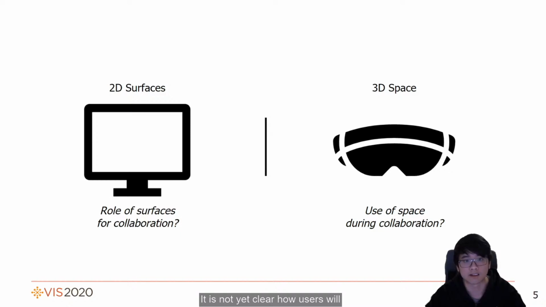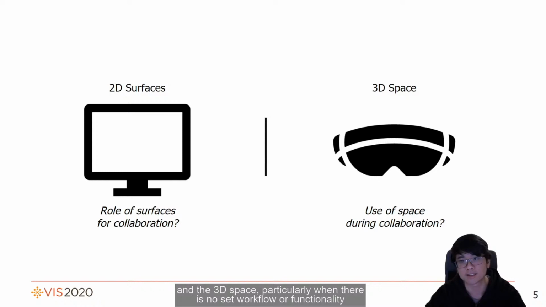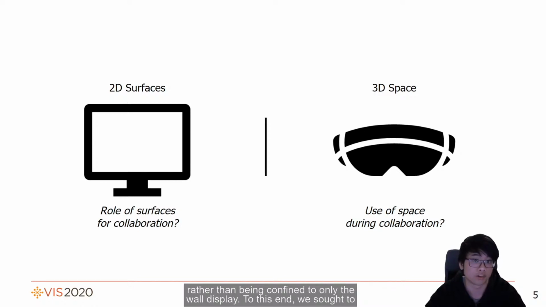It is not yet clear how users will organically make use of these 2D surfaces and the 3D space, particularly when there's no set workflow or functionality enforcing the use of either one. For example, what if data visualizations could be created and manipulated in either space or on the surfaces, rather than being confined to only the wall display?